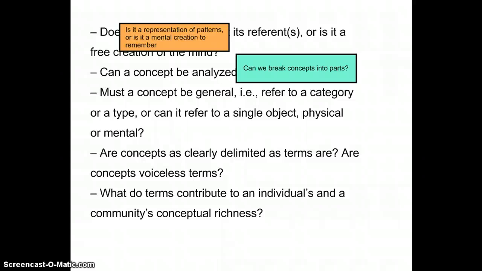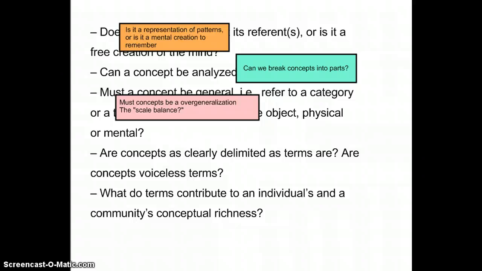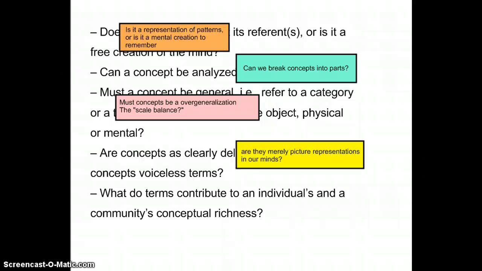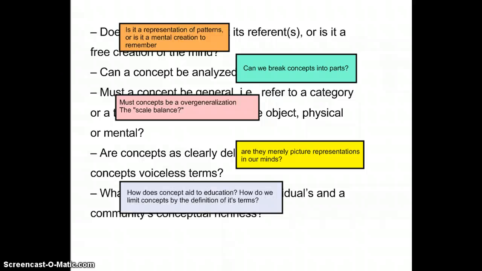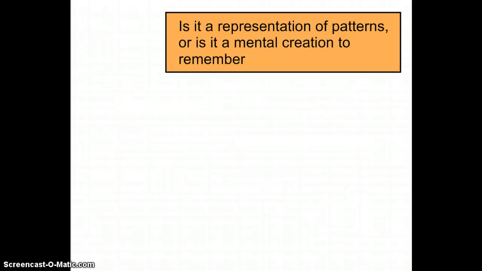My colleague said no, we can't. It's got to be one idea. It can't be broken up into parts. Can it be an overgeneralization, such as a scale balance? Are they merely picture representations in our minds, or are they actually something with the words, or something with the mental processes? And then also, how does a concept aid education? How do we limit concepts by the definition of its terms? So with that last point, I made it more pointed towards what I was looking for, but I thought that is a pretty good representation.